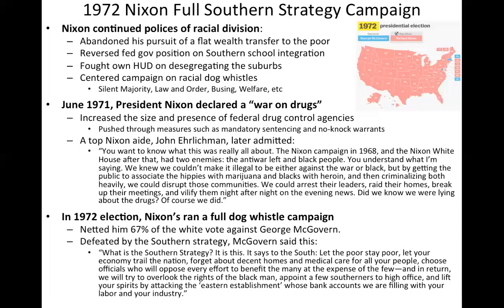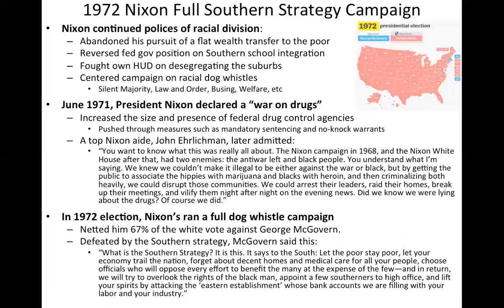We could arrest their leaders, raid their homes, break up their meetings, and vilify them night after night on the evening news. Did we know we were lying about the drugs? Of course we did. In 1972, Nixon just wins heavily. He runs against George McGovern, and George McGovern basically says this about the Southern strategy after he loses.